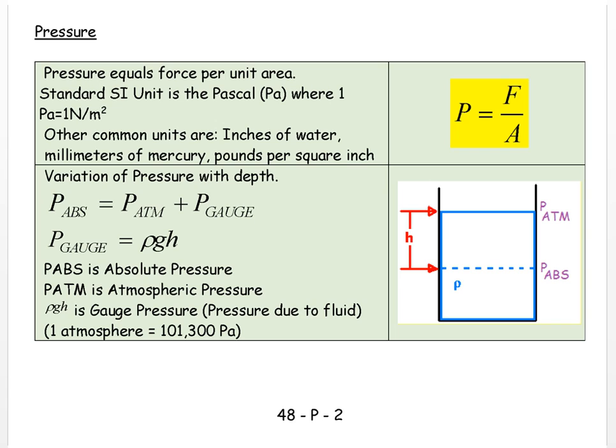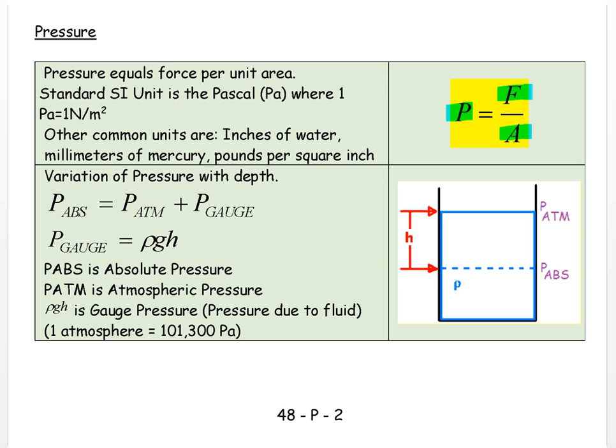So, what is pressure? Well, pressure is defined as the force per unit area. So, pressure is measured in Pascal, and the force is measured in newtons, and the area is measured in square meters. So a newton per square meter is a Pascal. Pressure equals the force per unit area. The standard unit is the Pascal, where 1 Pascal equals 1 newton per square meter.